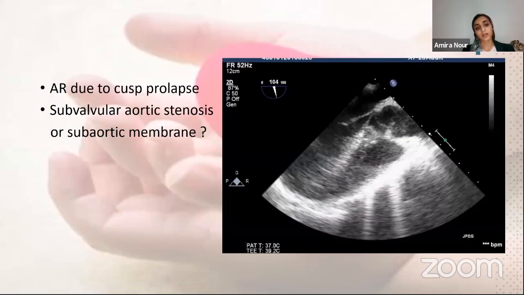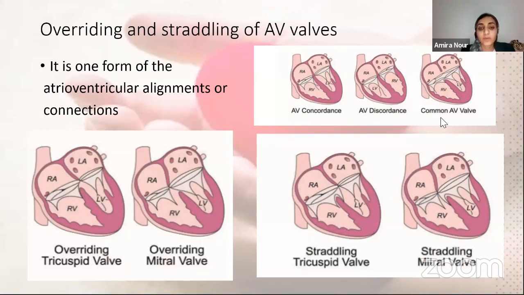Just another associated finding we might find with the inlet VSD, and it is very important to stress on it here because we will not discuss it in any of our coming sessions in congenital heart disease, which is the overriding and the straddling of the AV valves, which occurs with the inlet VSD. Actually, the overriding or straddling of the AV valves is one form of the atrioventricular alignment or connection. I mean, if you say that the patient is AV concordant or AV discordant, the overriding of the AV valve is also one of these atrioventricular alignments.